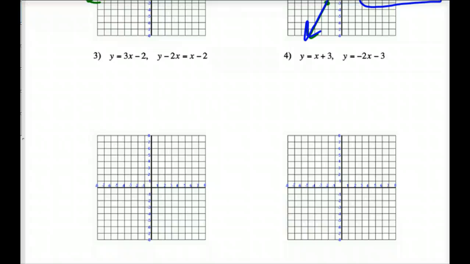So this is the first line? So we graph this one out. We have a y-intercept of 1, and then it's got a slope of 2. Right? You just graph it from this one.